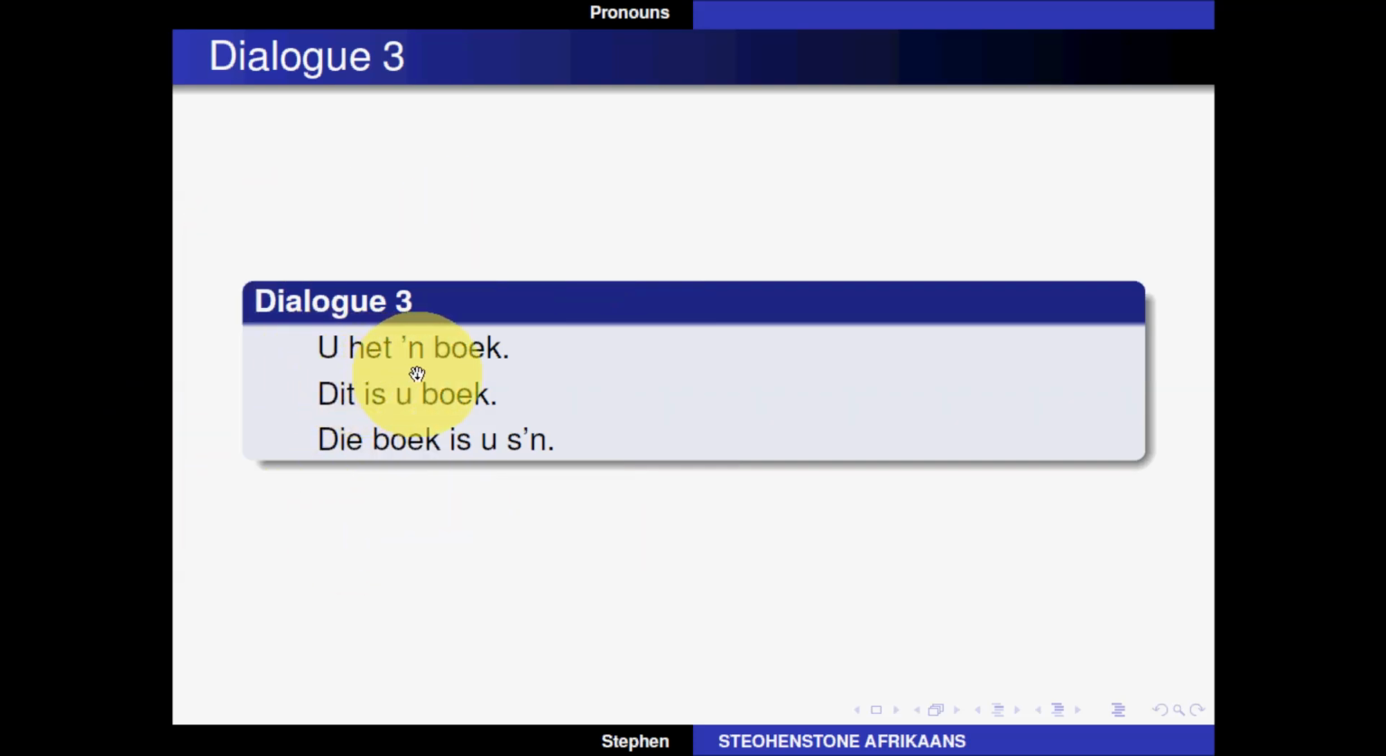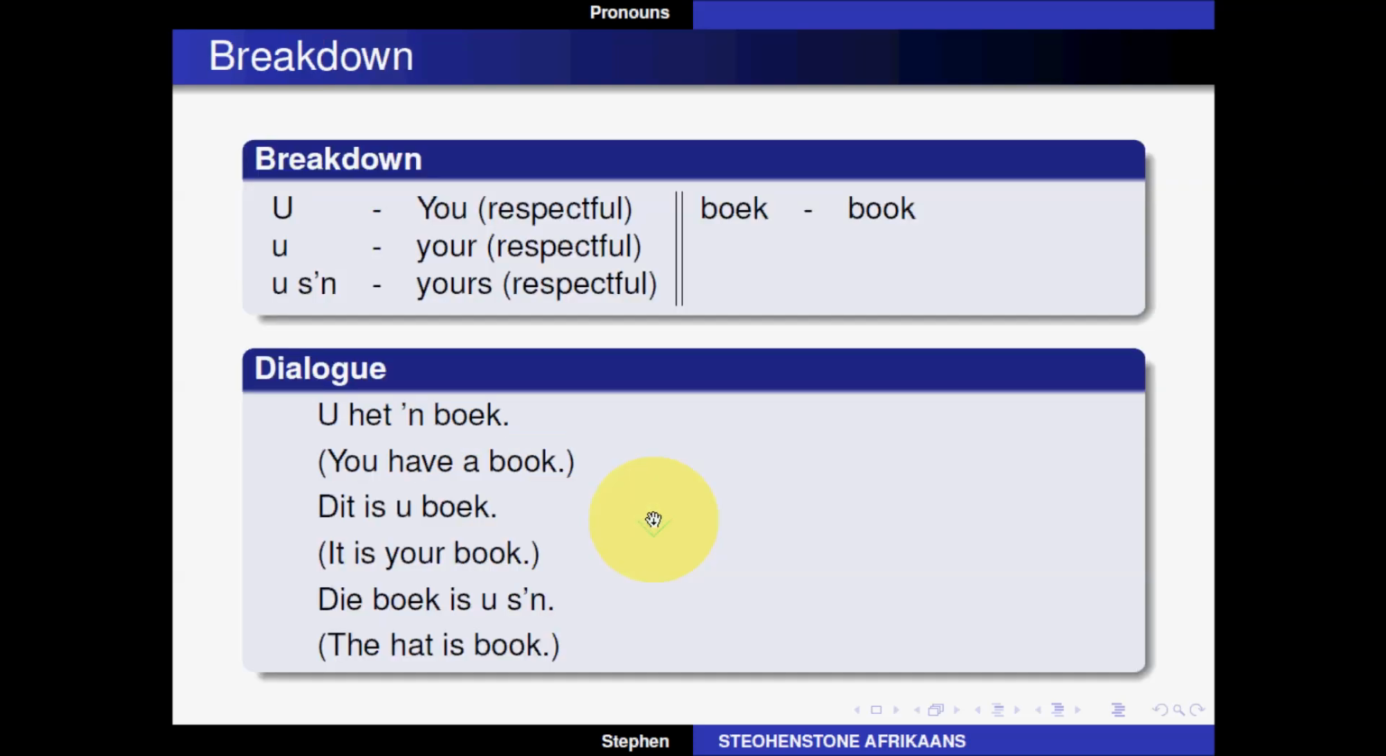U het 'n boek. Dit is u boek. Die boek is usen. So this one, I agree, is not that common. But in Afrikaans, we make a distinction between two types of you, when it's just the casual, informal you, and when it's the respectful you. The casual one for you is jy, but the respectful one, when you're talking to an elder or to your boss or something like that, you use u.